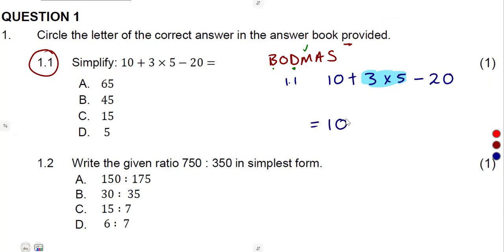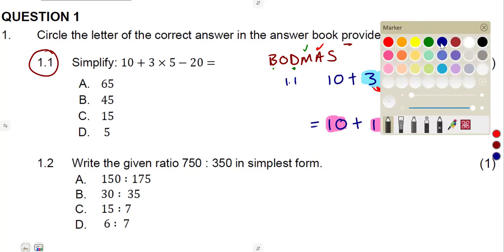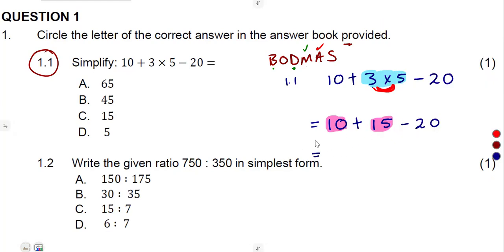This is going to be 10 plus 3 times 5. If you multiply 3 and 5, that is going to give us 15. You multiply these two, so this is going to give us 15 minus 20. Then we move on. What are we having? Addition, subtraction. Which one are we going to start with? Addition. So we add these two together, the 10 and the 15, is going to give us 25 if we add 10 plus 15. That's 25.